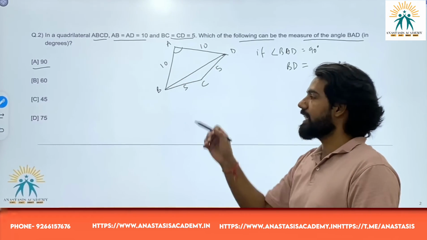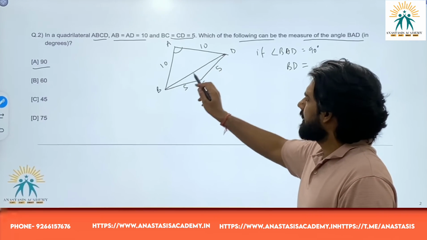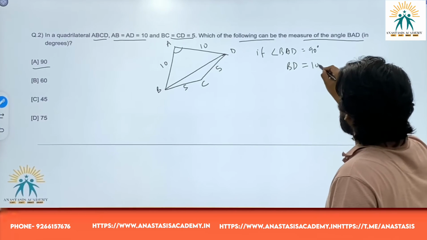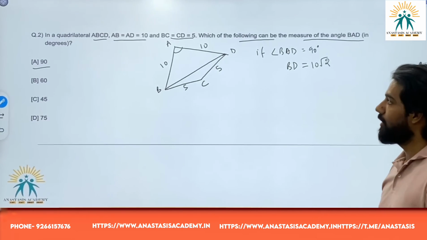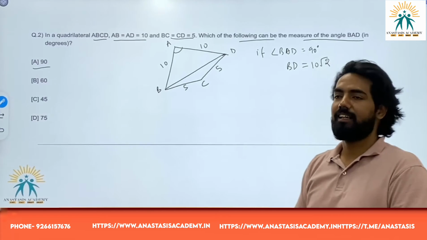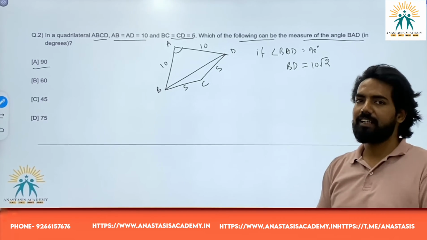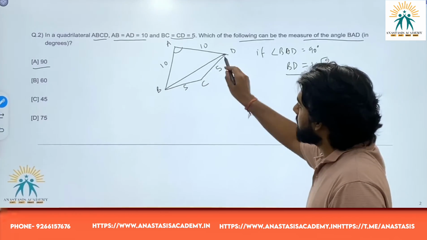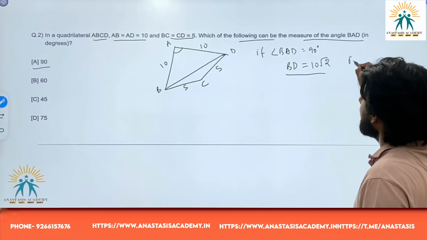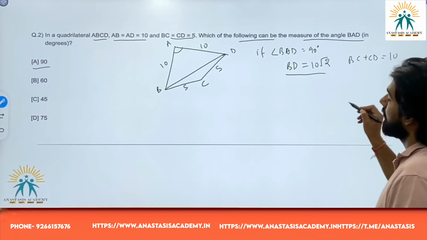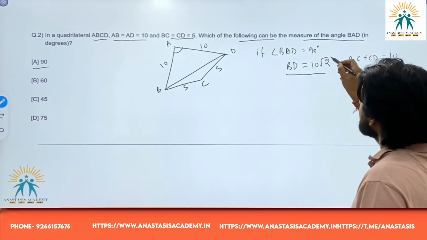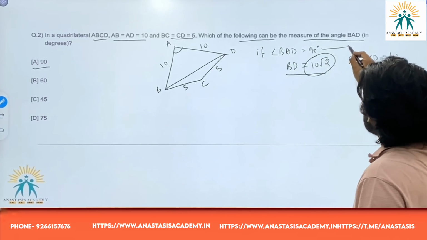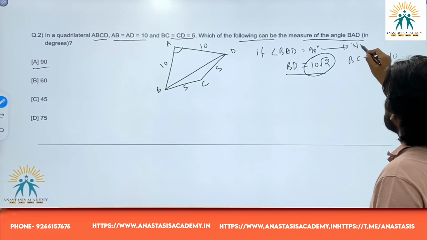So it will be, I know the ratio, or using Pythagoras, I can find this side, which is 10 root 2. It will be 10 root 2. Now, using the property of a triangle that the sum of two sides is always greater than the third side, I know this relation contradicts. Why? In this triangle BCD, the sum of sides BC plus CD is equal to 10, which must be greater than the third side. But the third side is greater than 10, which is not possible. So, if I take the angle as 90 degrees, it is not possible.